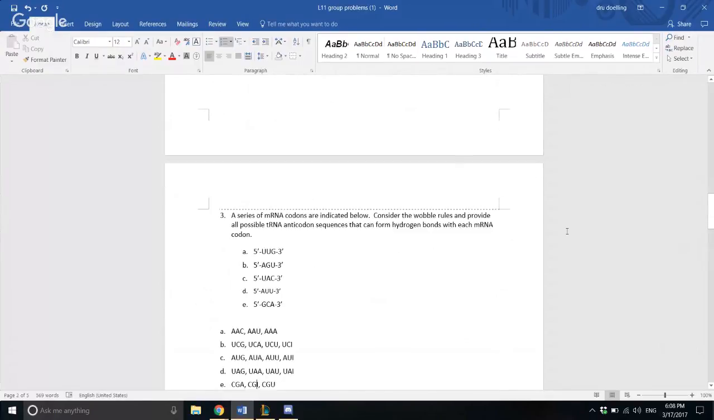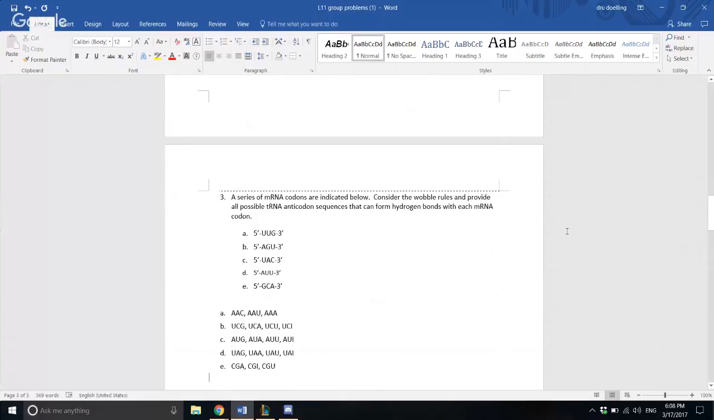All right, so number 3, we're doing the wobble rules, and pretty much there's a code for every last codon. So for A it is UUG. There's a box we found. Every G will have a list of sequences for that codon. So for instance, G will have a C, U, and A. So that's why we have AAC, AAU, AAA.